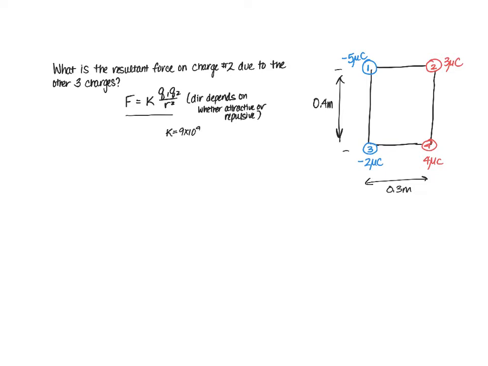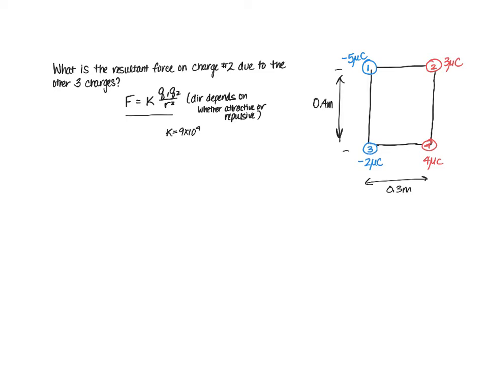Keeping in mind, this is the expression here for the Coulomb force, where K is roughly 9 times 10 to the 9th. And then the force between charges is proportional to the two charges involved, their magnitudes, and it's inversely proportional to the square of the distance between them.